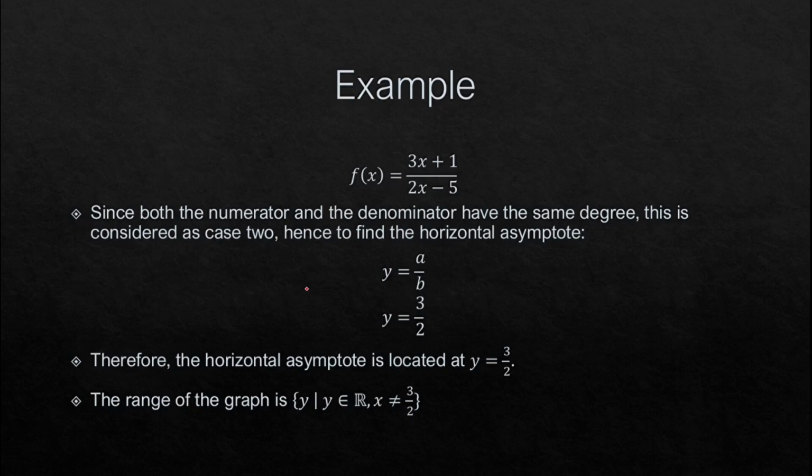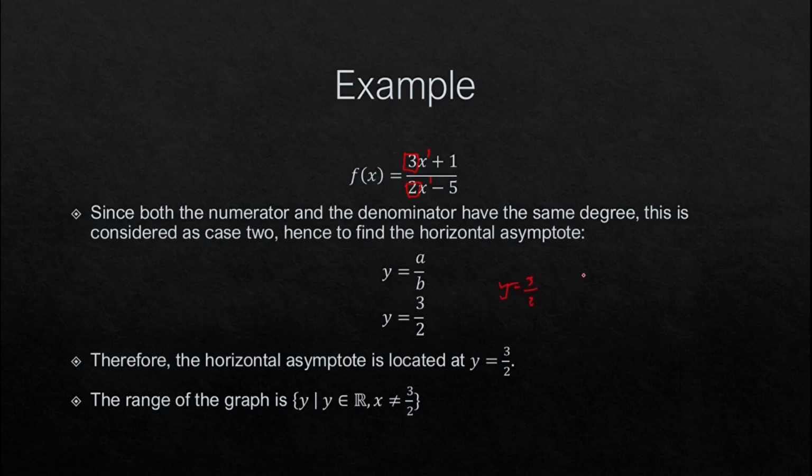In this case, since the degree of the numerator and the degree of the denominator are both 1, this is a case 2 rational function. Hence, to find the horizontal asymptote, divide 3 by 2, and that is the equation for the horizontal asymptote. So, y equals 3 over 2.